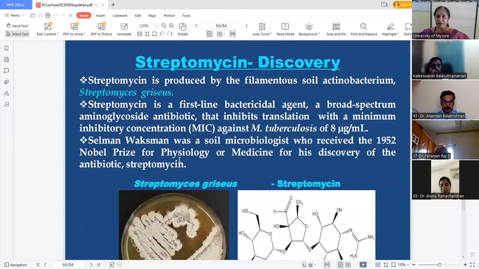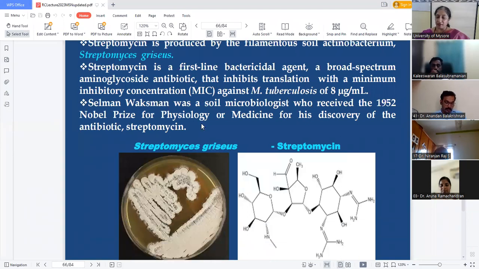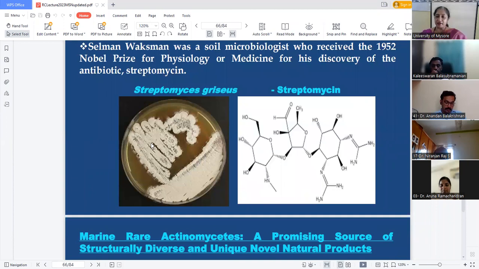And I have highlighted the discovery of the streptomycin antibiotic by a group of co-workers, that Waksman leads the group, and in 1952 he got the Nobel Prize for Physiology and Medicine for his discovery of the antibiotic streptomycin. So generally actinobacteria are distinguished from fungi by their powdery colonies, and they have very slow growth. Okay, so this is the structure of the broad spectrum antibiotic, that is streptomycin.